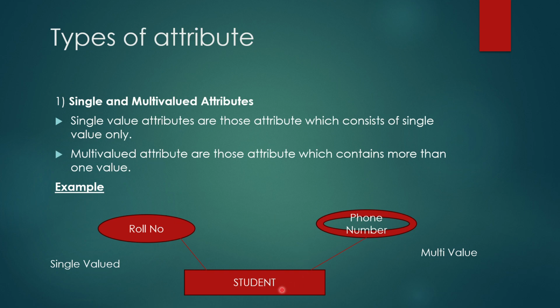For example, if you see an entity student, it has attributes. One is a single value attribute, that is roll number. A student can only have one roll number. But there is another attribute, phone number, so a student can have multiple phone numbers. Similarly, if you see car as an attribute, a student can have multiple cars. Any other attribute having multiple values can be termed a multi-value attribute.